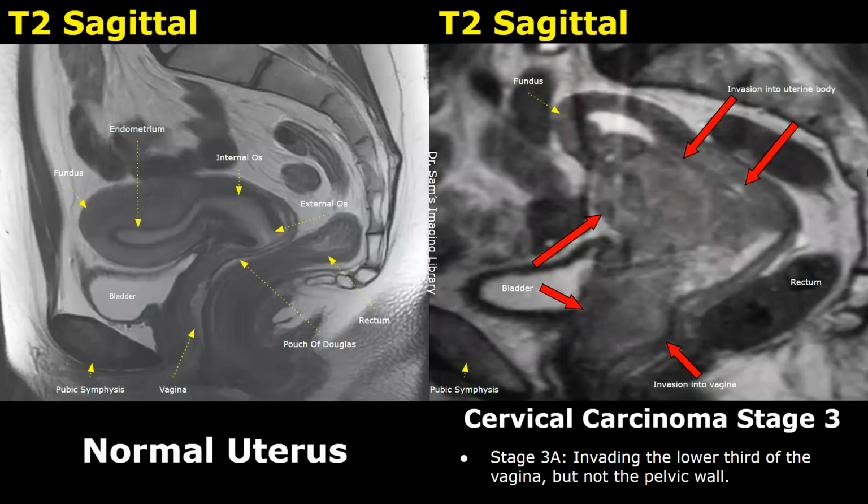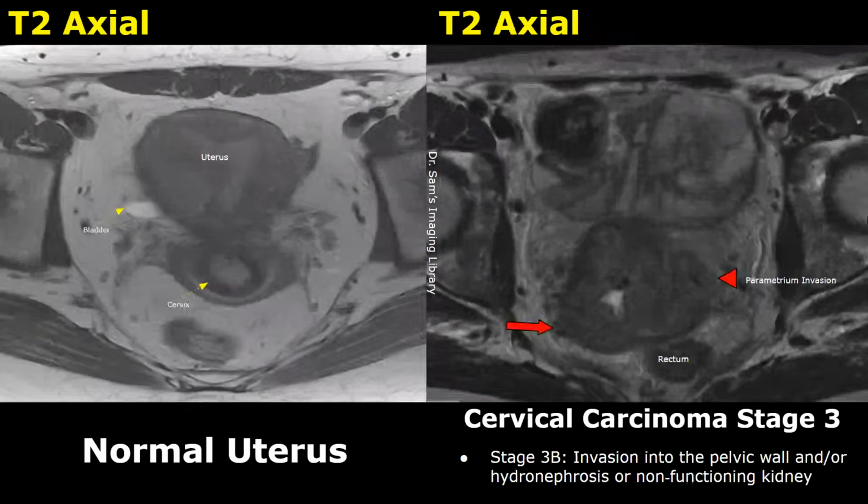Now we move on to stage 3. In stage 3A, there is invasion into the lower third of the vagina, and also there can be invasion into the uterine body. Stage 3B includes invasion into the pelvic wall and/or hydronephrosis or non-functioning kidney. The kidney may also be compromised in stage 3B.